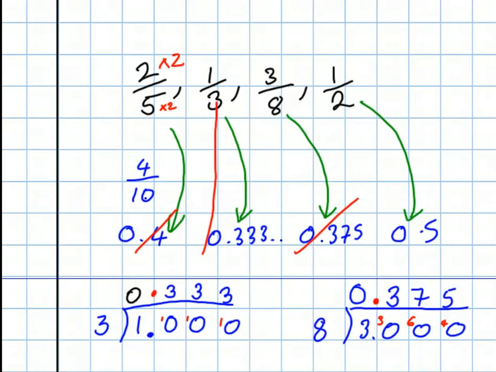So to recap, look at the fractions. If you can quickly change them into a decimal by making the denominator 10, 100, 1,000, do that. But if there are any left that you can't find a way of turning quickly into a fraction over 10, 100, 1,000, then use long division.